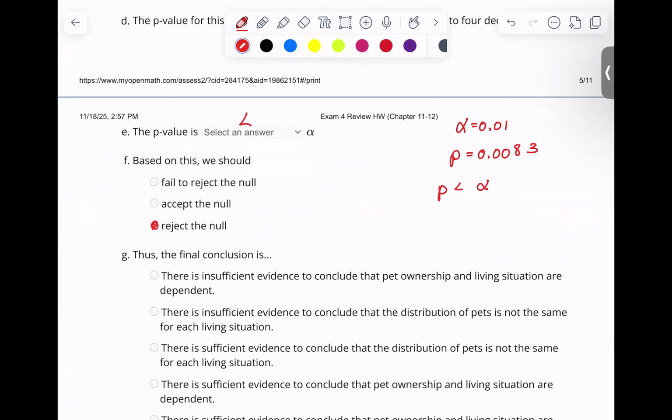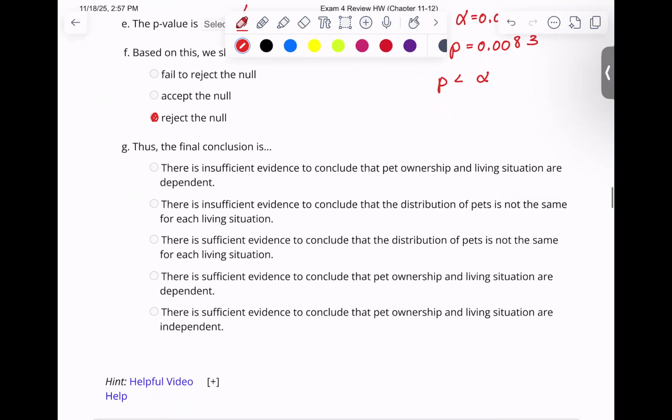So our data does support that these are dependent. The data supports that the kind of pet you own depends on your living status. So we have sufficient evidence. So it's one of the last 3. So let's read. There's sufficient evidence to conclude that the distribution of pets, that's not it. There's sufficient evidence to conclude that pet ownership and living situation are dependent. I believe that is it.